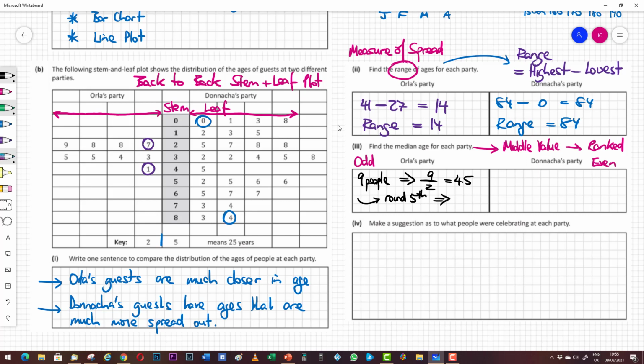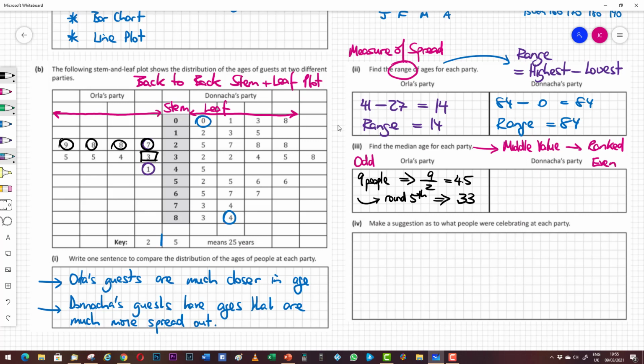And when we do that, we can see that we have 1, 2, 3, 4. The 5th number is 33. And so the median age of guests at Orla's party is 33 years of age.